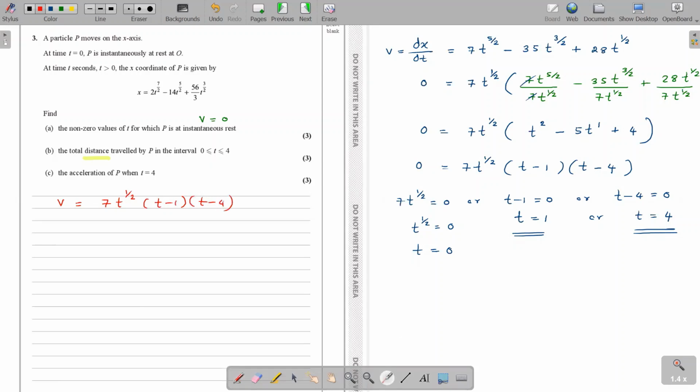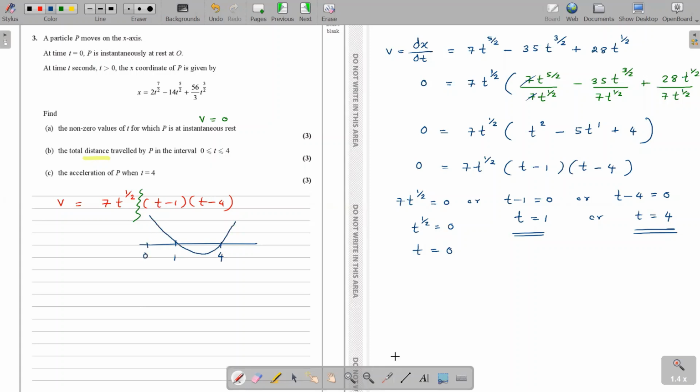So you know all your t values are positive here. Have a look at what's going on. How will your velocity time graph look? If I consider only these two parts, 7t to the power half is a positive figure. But when you take these two parts, you get a quadratic equation. The cutting points are at t equals 1 and t equals 4. So you get a quadratic shape like this, right?